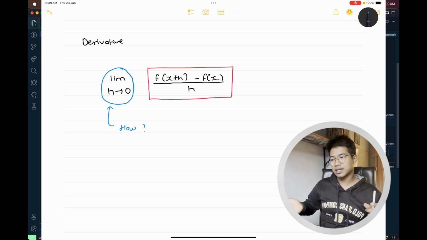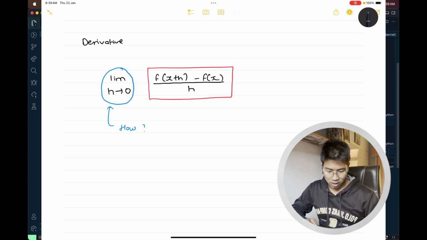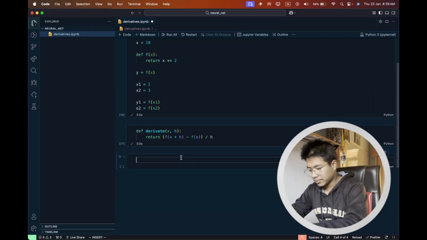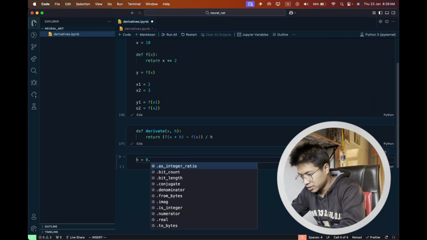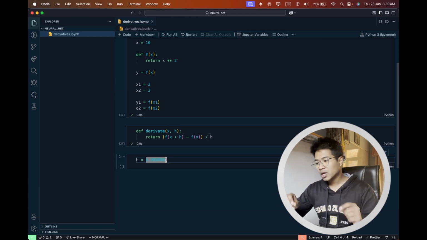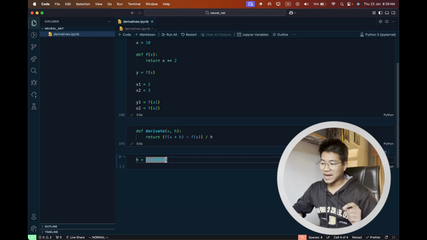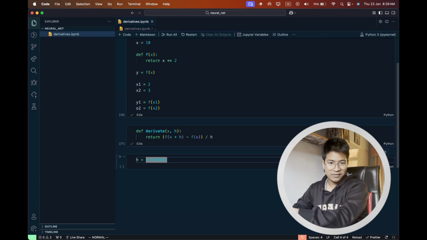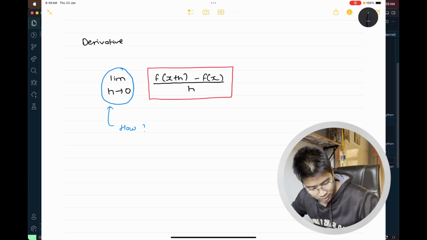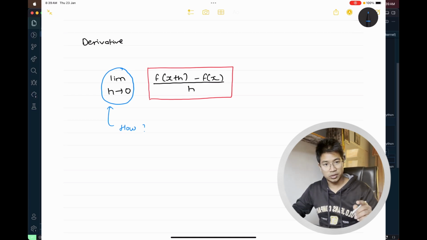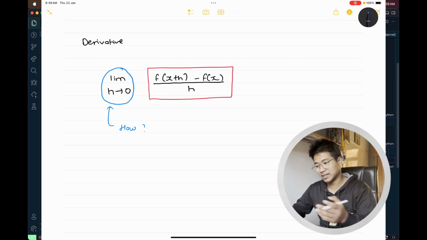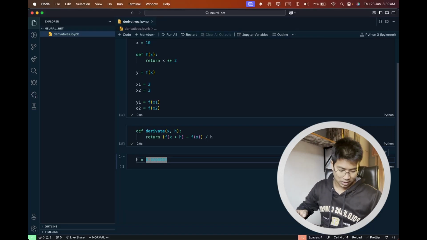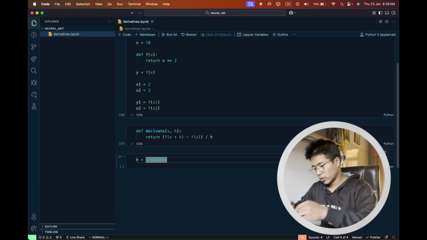Now what is a value that is nearly 0? We can take a value, for example, h is 0.000001. Okay, so if you look at this value, it is very small, right? Very small. And so we can literally use this value instead of using this term, limit as h tends to 0. Limit as h tends to 0 literally means that your h is very small. So this is how you would write it down in code.